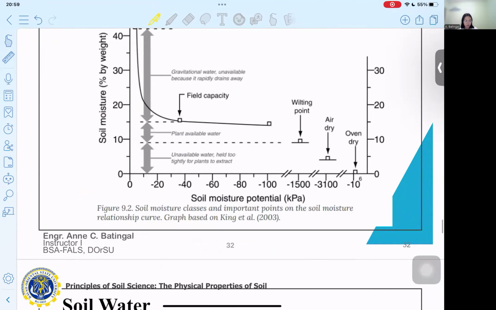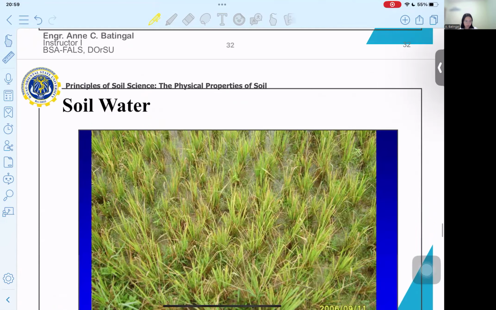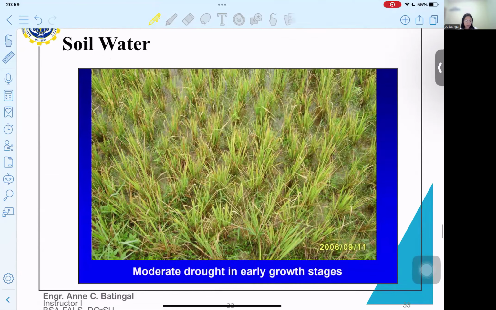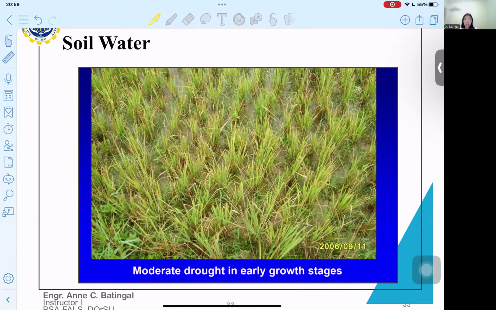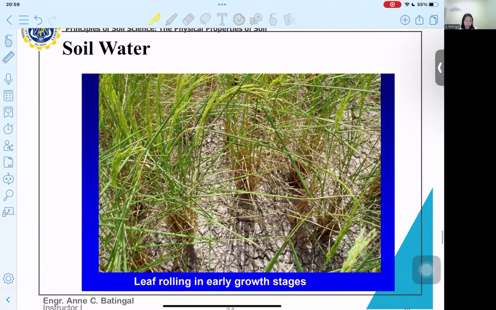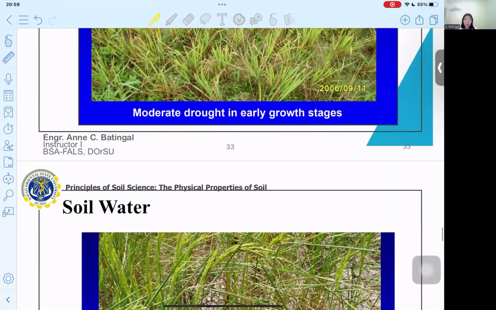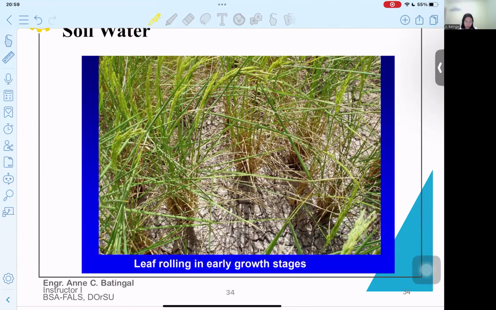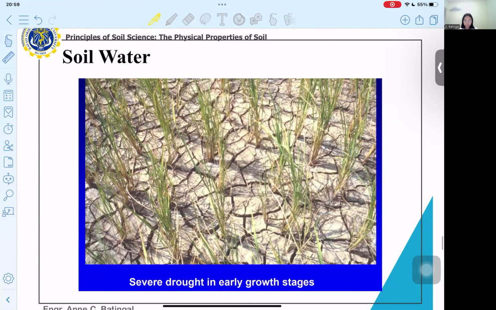Okay, so this is an illustration of a crop during moderate drought in early growth stages. As you can see, there is a portion that is dry but they're still thriving, so there is still enough water. This is what happens when the plants reach the wilting point. So, observe leaf rolling in early growth stages, and in the late growth stages of your plant, it is already severe drought.